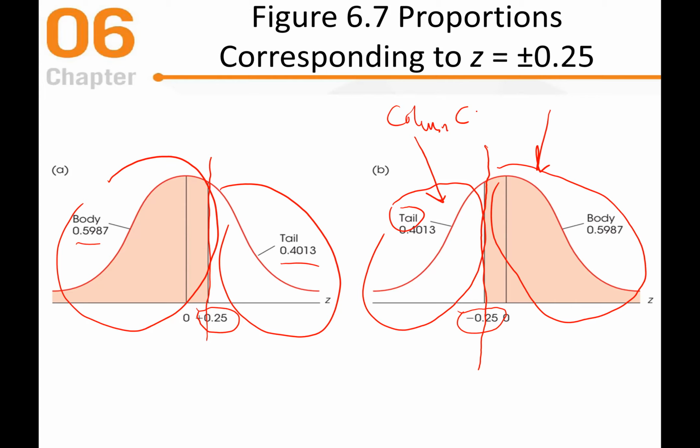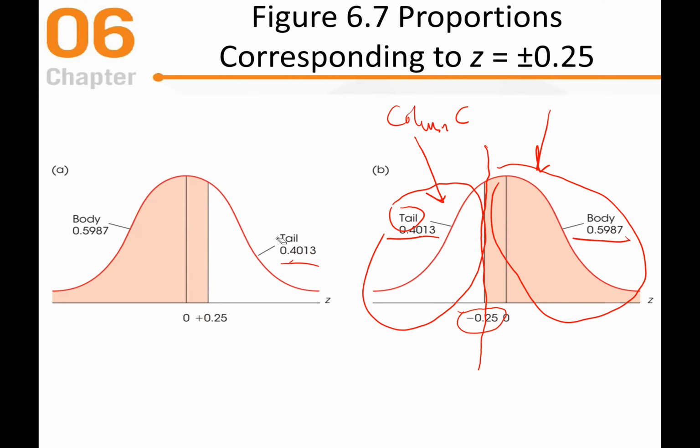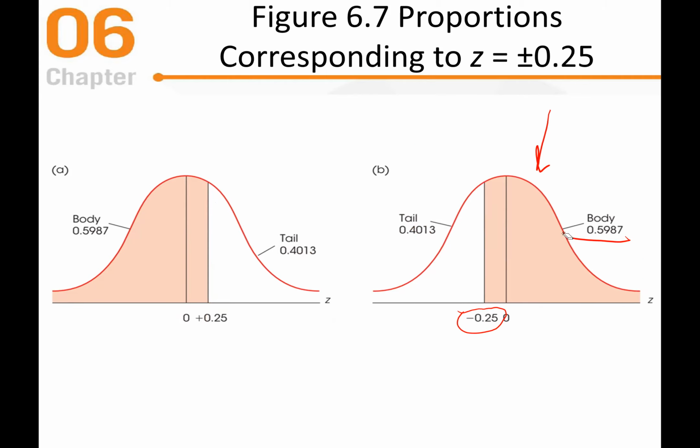But as you notice, the proportions are still the same. The tail in this reverse is 0.4013, and the tail on the other side is 0.4013. And the body is the same proportion as well. That's because the normal distribution is symmetrical.